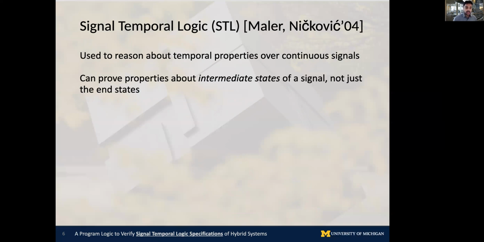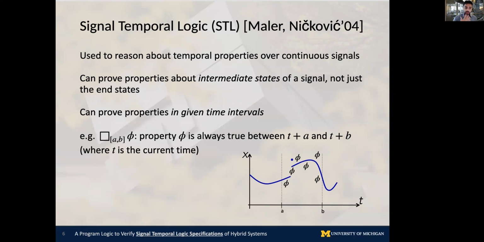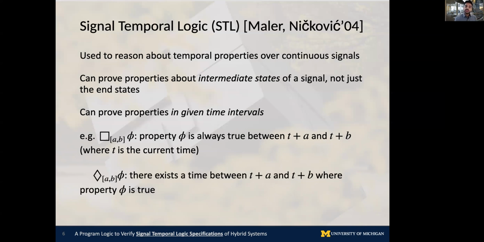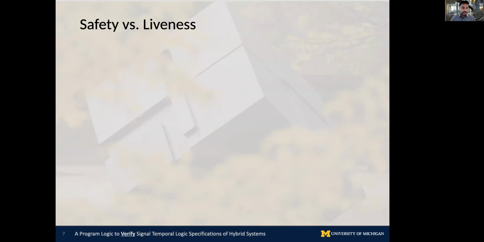But STL can not only prove properties about intermediate states of a signal, it can do so in given time intervals. For example, we can say something like box AB phi, which means this property phi is true at all times between A and B seconds from now. We also have this diamond AB phi, which says that there exists a time between A and B seconds from now, at which point property phi is true.